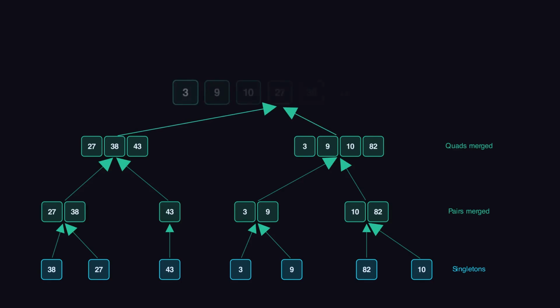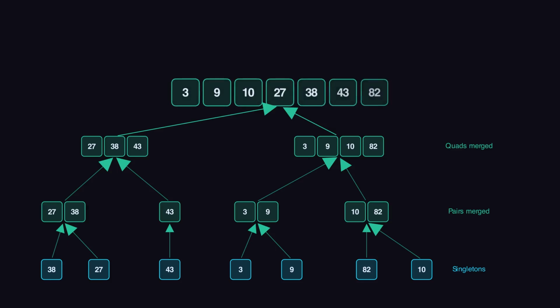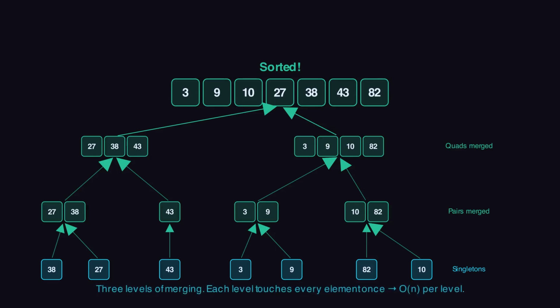Now the final merge. We combine 27, 38, 43 with 3, 9, 10, 82 using our two-pointer technique. The result is 3, 9, 10, 27, 38, 43, 82, the fully sorted array.